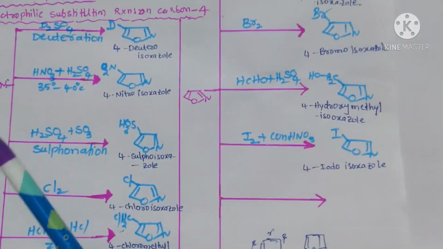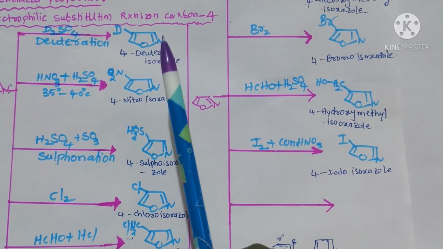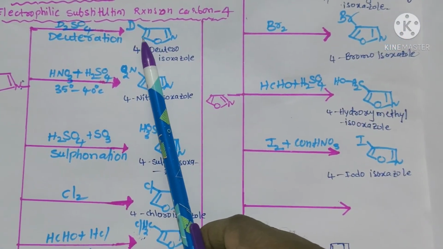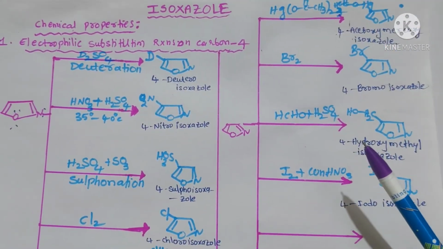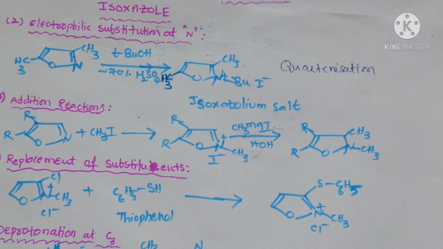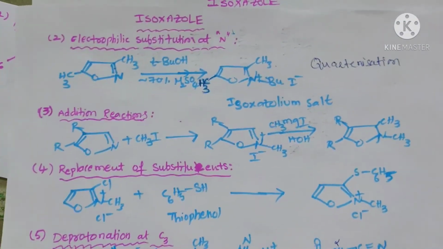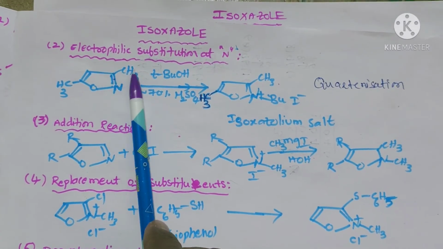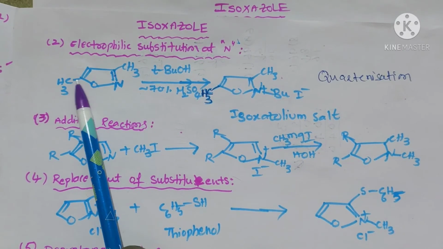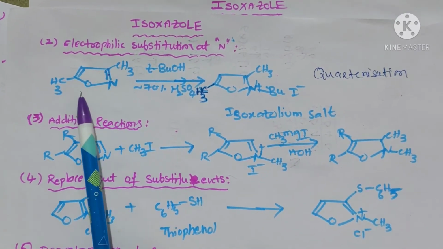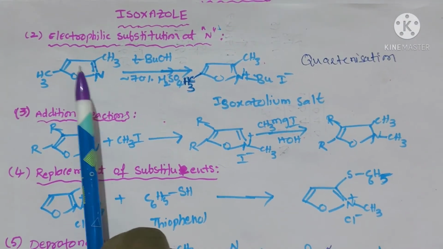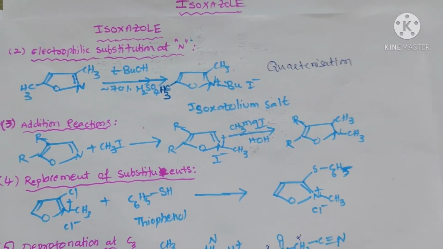In all these reactions, the electrophile is substituted on the carbon present at the fourth position. And there are some reactions in which the electrophile is substituted on the nitrogen atom. Here we take one example. Look here, this is 1, 2, 3, and 4, 5. So this is 3,5-dimethylisoxazole.